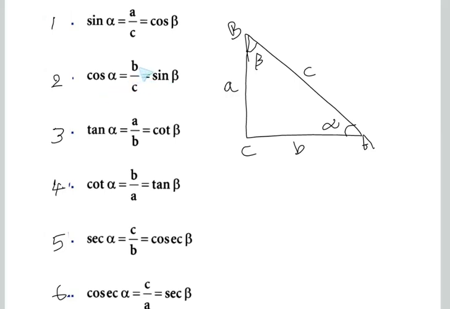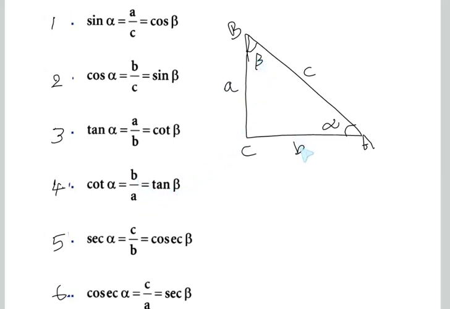So cos alpha equal to b by c, that is sine beta. And tan alpha means opposite side by adjacent side. Alpha's opposite side is a, and alpha's adjacent side is b. Tan alpha equal to a by b, and that equals cot beta. And cot alpha means adjacent side by opposite side, b by a, that equals tan beta.